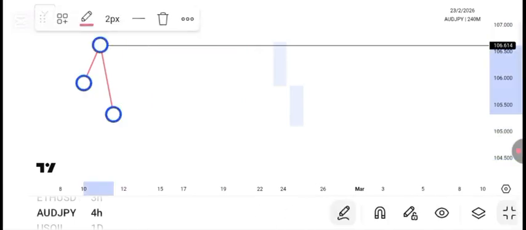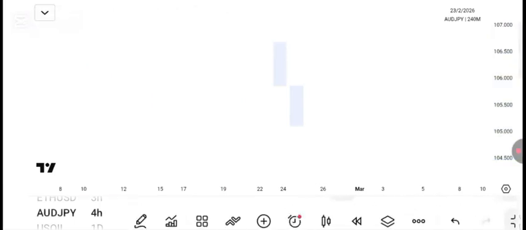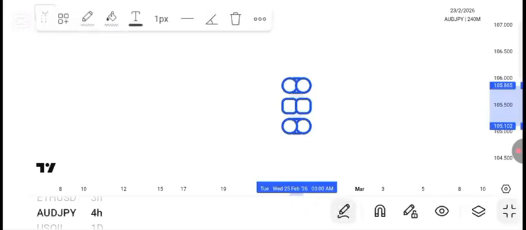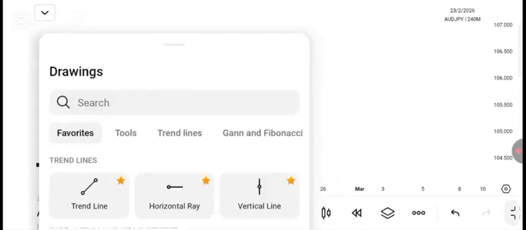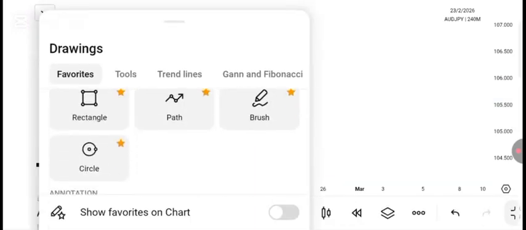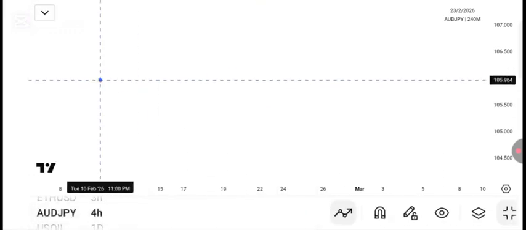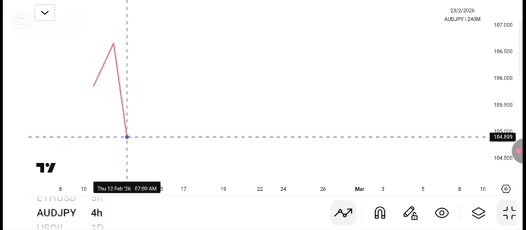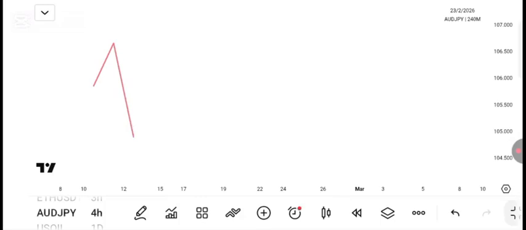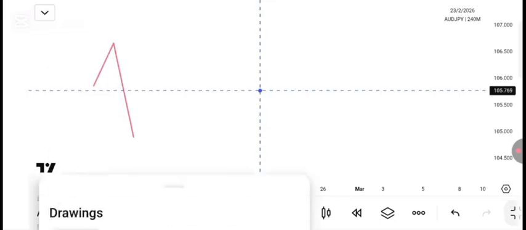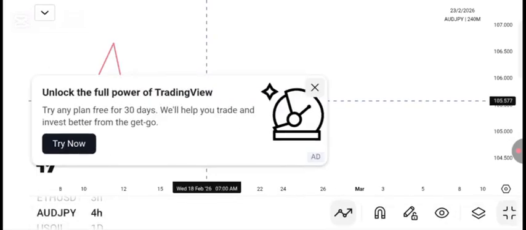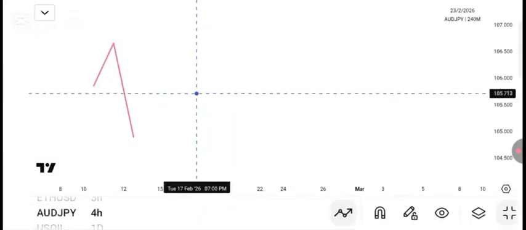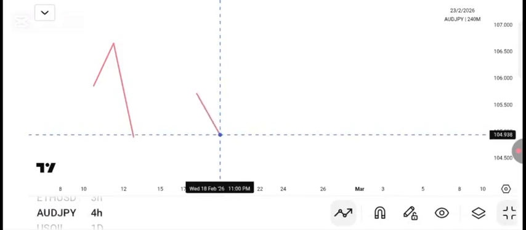In this particular video, we are going to be talking about disrespected key levels, a key level that is disrespected. Let's pick out our key levels again. We have an A-shaped key level, and then we have the V-shaped key level as well.